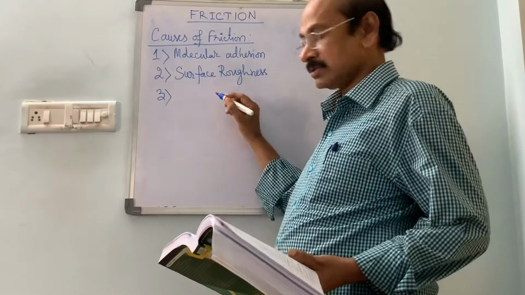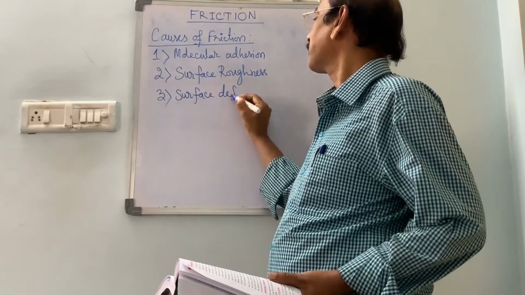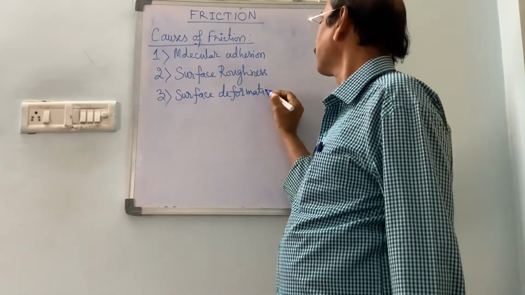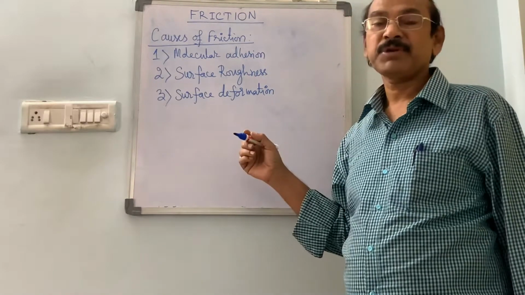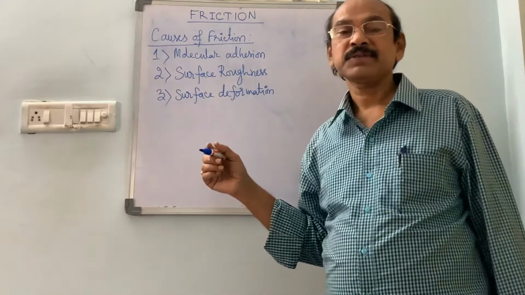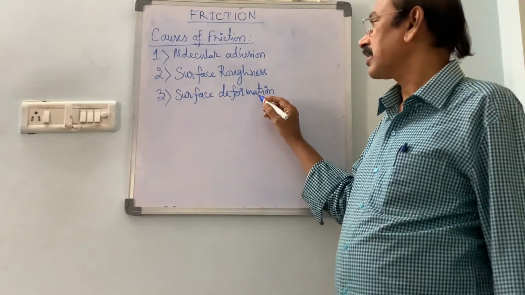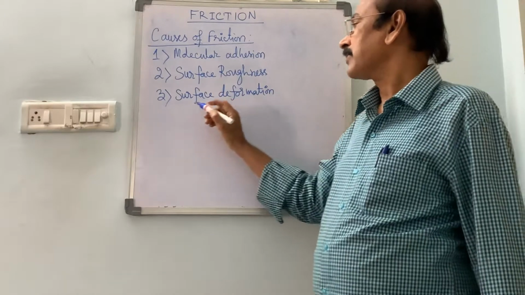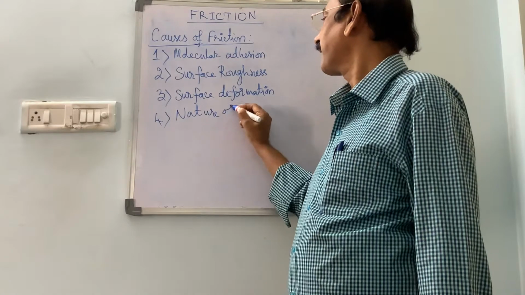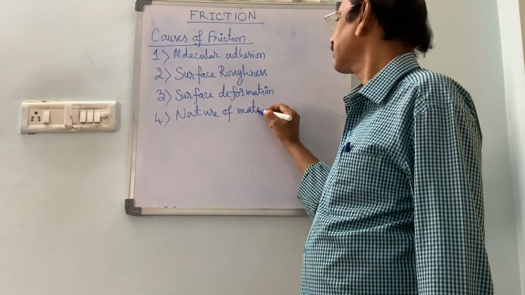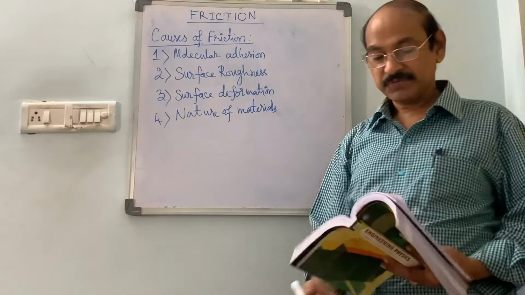And third one, surface deformation. When the surfaces are in contact, the surface undergoes deformation, which produces friction between the two surfaces in contact for their relative motion. And fourth one, nature of materials in contact. So these are the causes of friction.